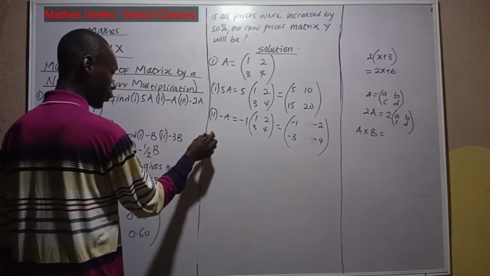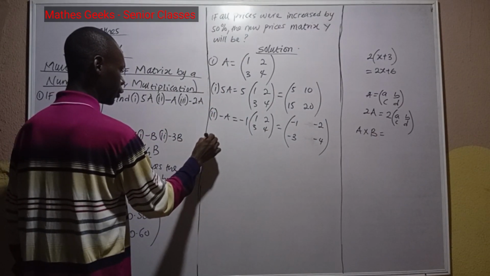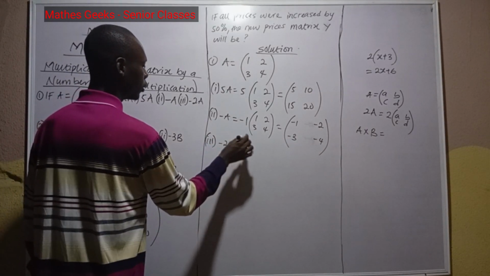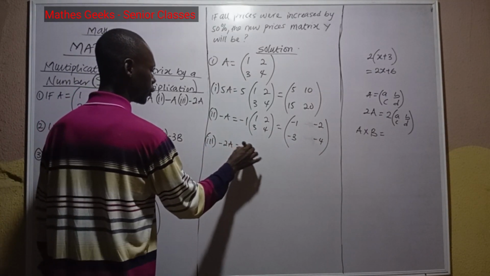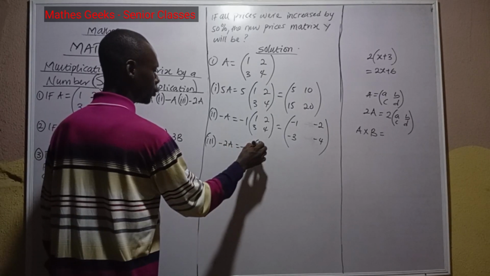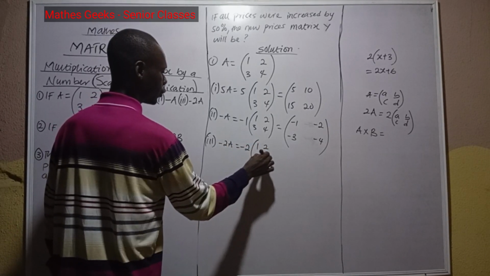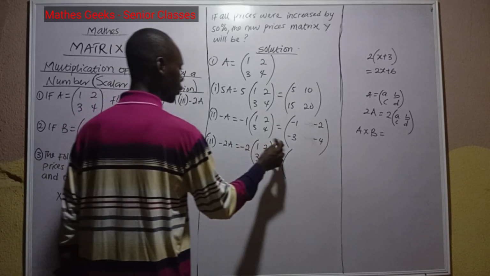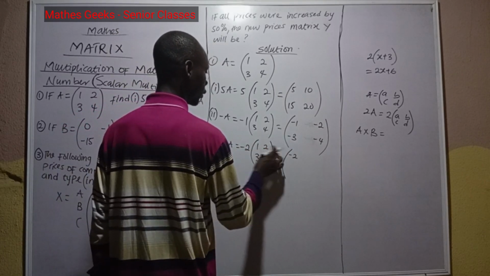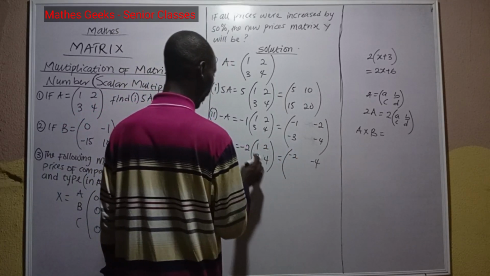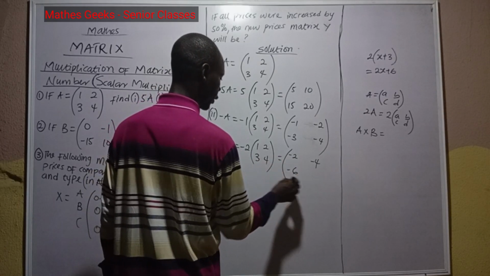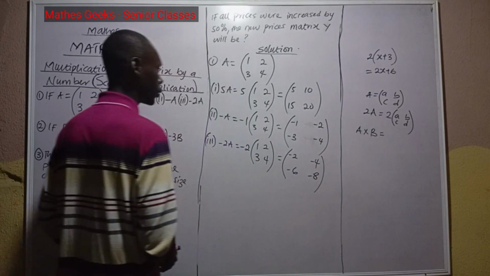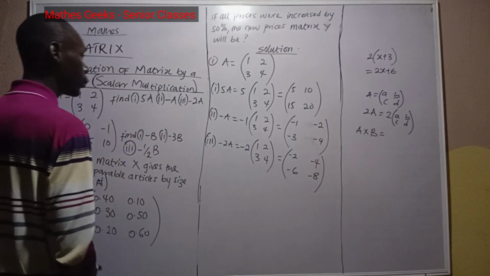That's it. Figure 3: minus 2E. The coefficient of E in this case, which is the scalar, is minus 2. Minus 2 times the matrix 1, 2, 3, 4. So this is equal to minus 2 times 1 is minus 2. Minus 2 times 2 is minus 4. Minus 2 times 3 is minus 6. Minus 2 times 4 is minus 8.